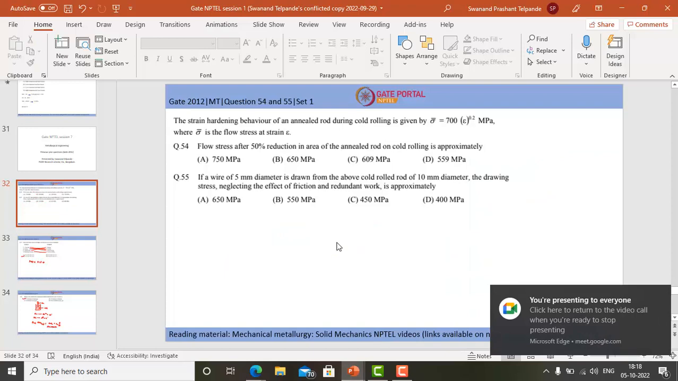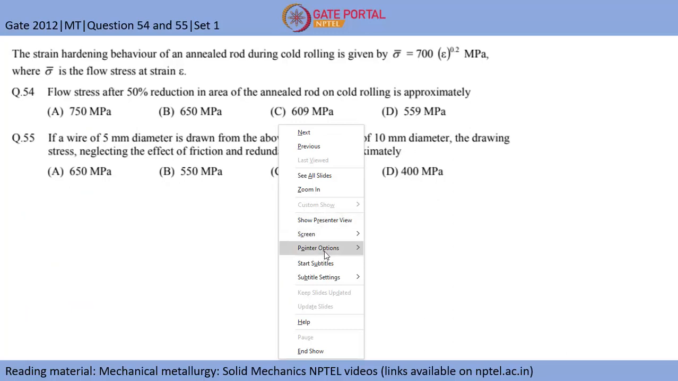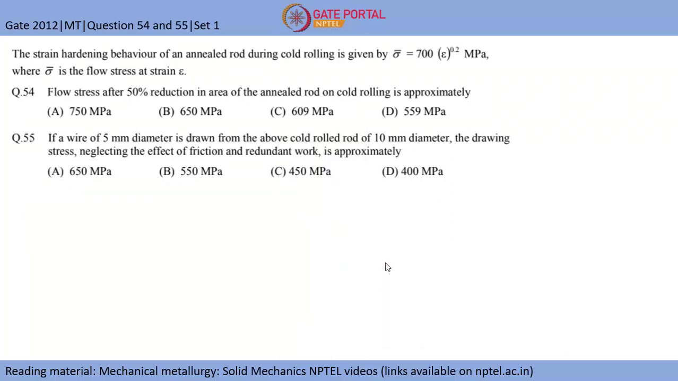I will delete this. This is question number 55, GATE Metallurgical Engineering 2012 question paper. If a wire of 5 mm diameter is drawn from the above cold rolled rod of 10 mm diameter, the drawing stress, neglecting the effect of friction and redundant work, is approximately. Options are A 650 MPa, option B is 550 MPa, option C is 450 MPa, and option D is 400 MPa. So first, what is given we will write.